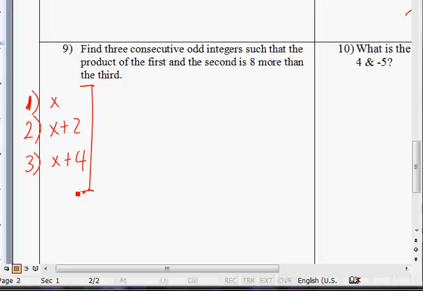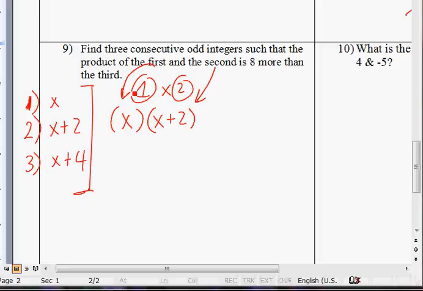Okay, now we want to translate this into the product of the first and second. Well, the product of the first times second. The first is x. Right? The second is x plus 2. Okay. It's 8 more than the third. Okay, so it's equal to 8 more than the third. Well, we know the third is x plus 4. How do we write 8 more? Well, we can add 8 to the third on the right side, and it'll be balanced out. That'll be 8 more.